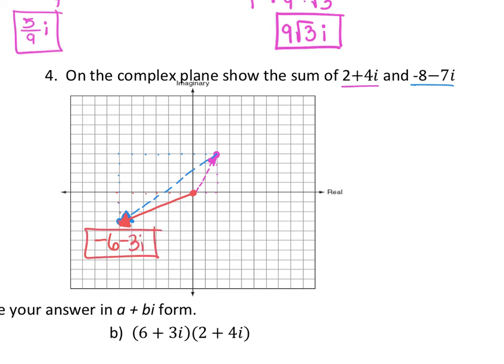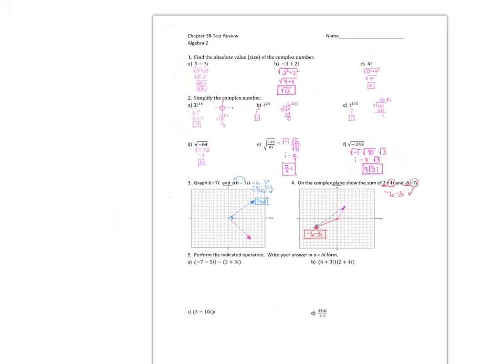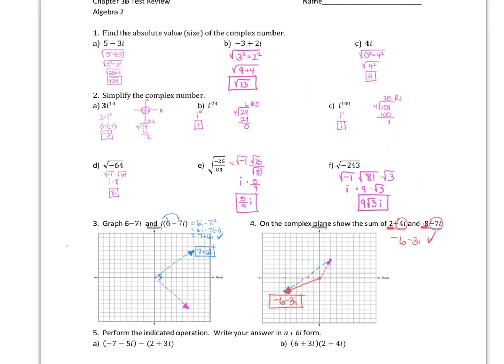And we can confirm that algebraically up here by adding our like terms. You add your reals. 2 plus -8 is -6. You add your complex parts. 4 plus -7 is -3i, and that does check. All right, so those are the first 4 problems of the review.